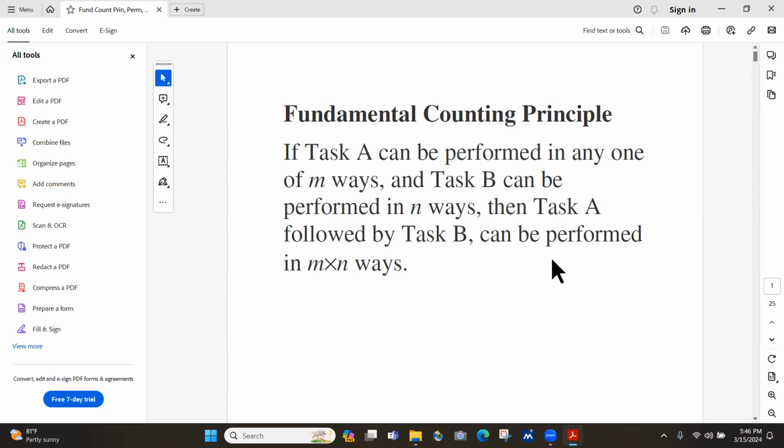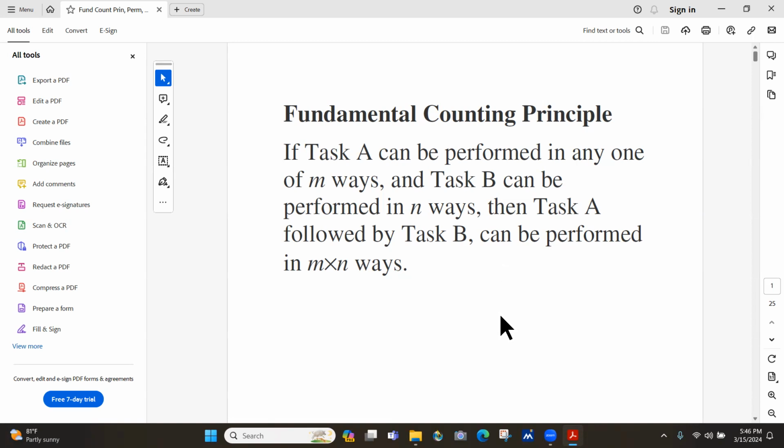So in this video, we'll talk about fundamental counting principle, permutation, and combination. They are actually related, and we're going to start with fundamental counting principle. And I'm going to give you an example.